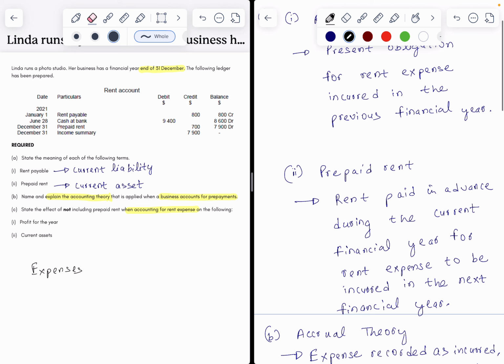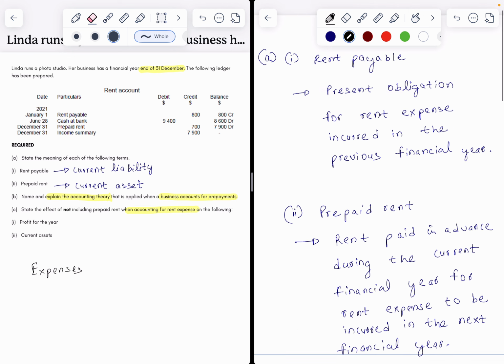Today we have got a practice question for the topic expenses. In this question, you will look into the rent expense ledger account. You will understand the differences between rent payable and prepaid rent and discuss two accounting theories. You can see the question on the left hand side of your screen, and on the right hand side, we have got all the workings which I'll go through and explain to you step by step. With that being said, let's begin.